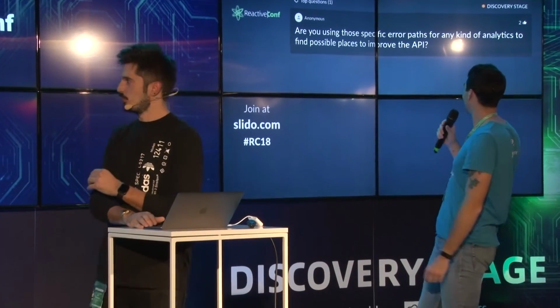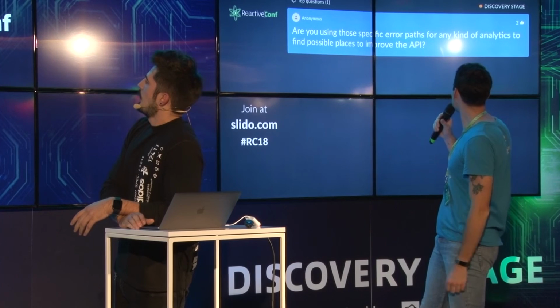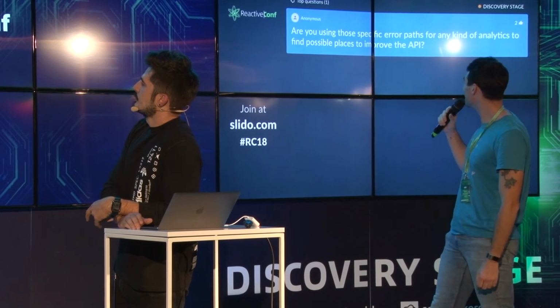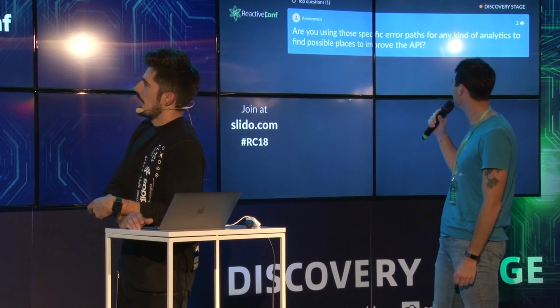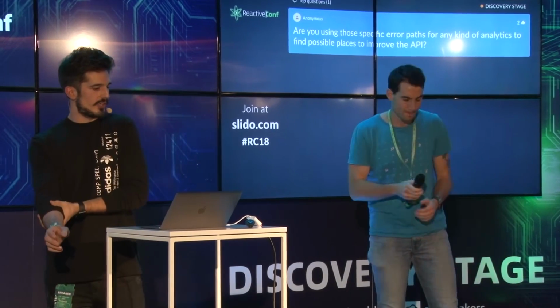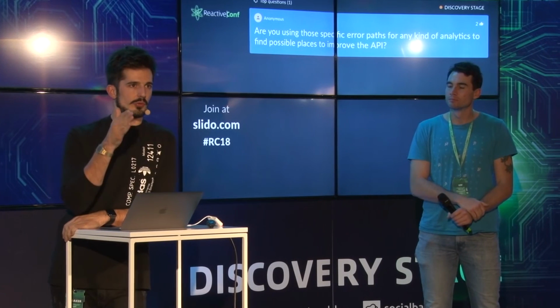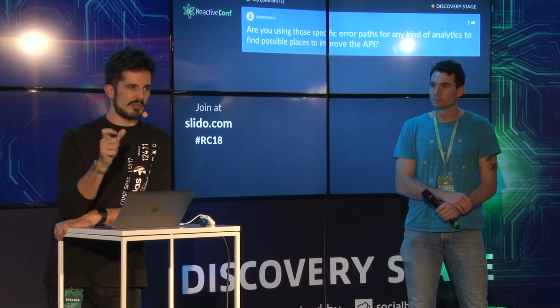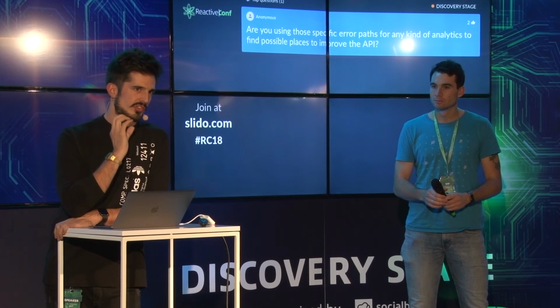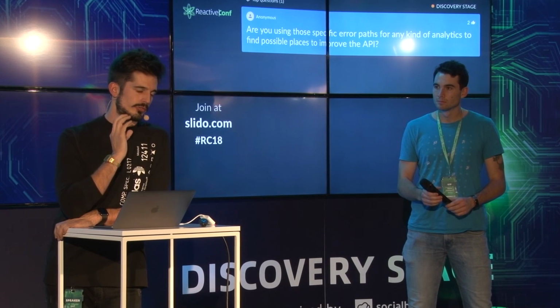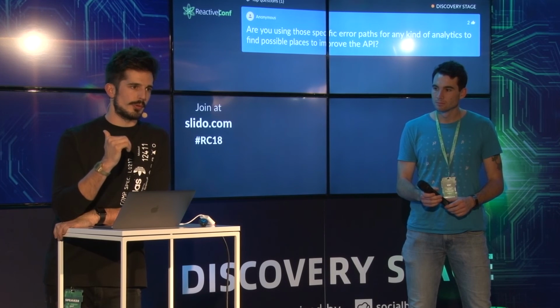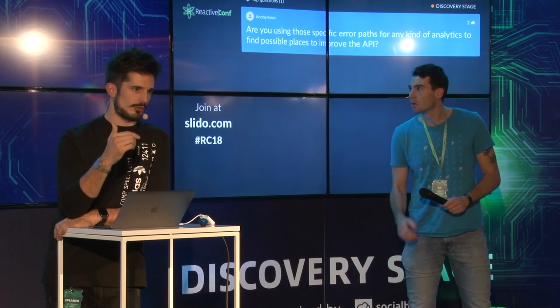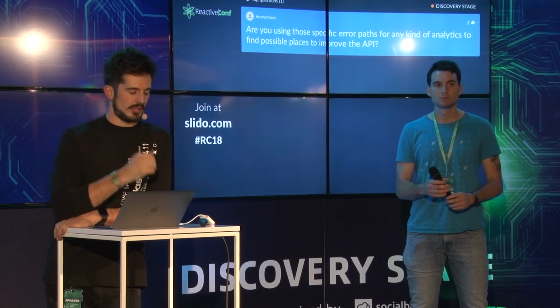Are you using those specific error paths for any kind of analytics to find possible places to improve the API? Yeah, that is a very good point. Actually, yes, we are tracking. The good part is that since you have a single entry point and a place where you are recovering every possible error, and since you know the structure of those errors, it's super easy to report those errors to an analytics service.